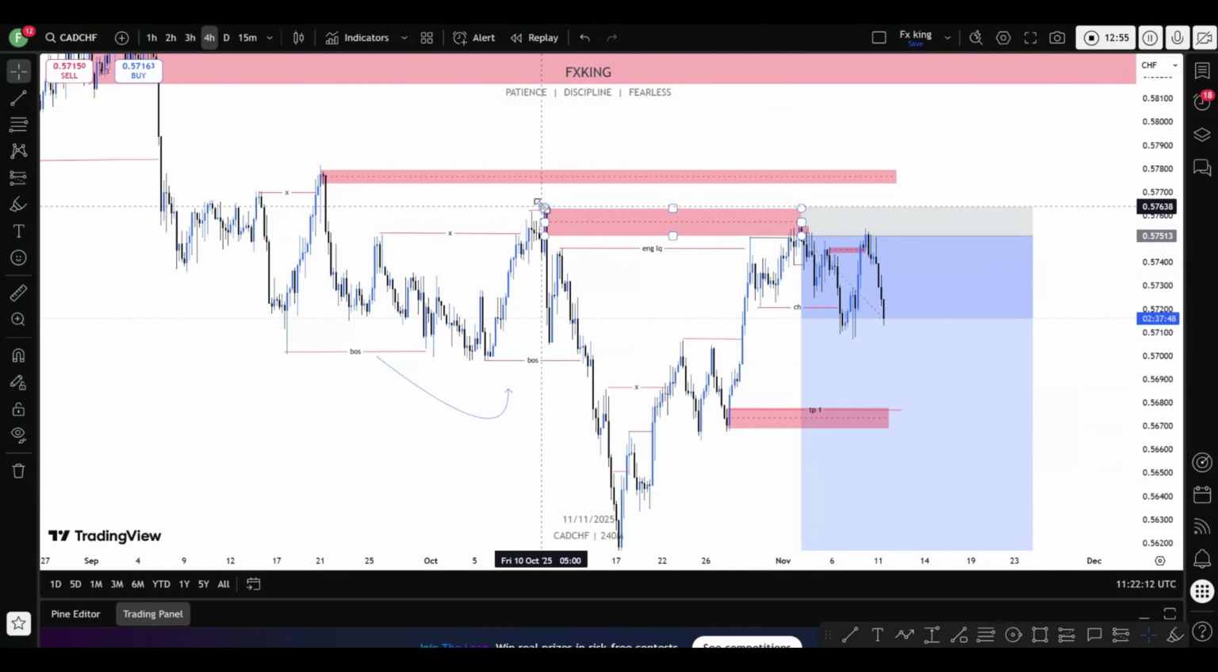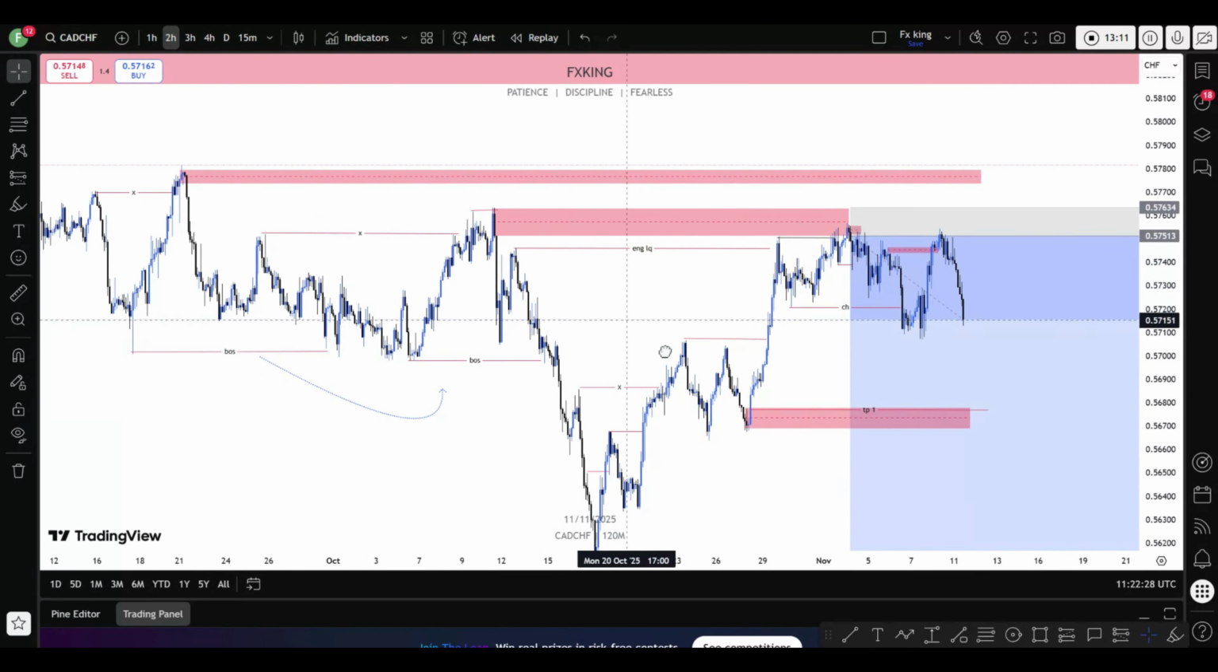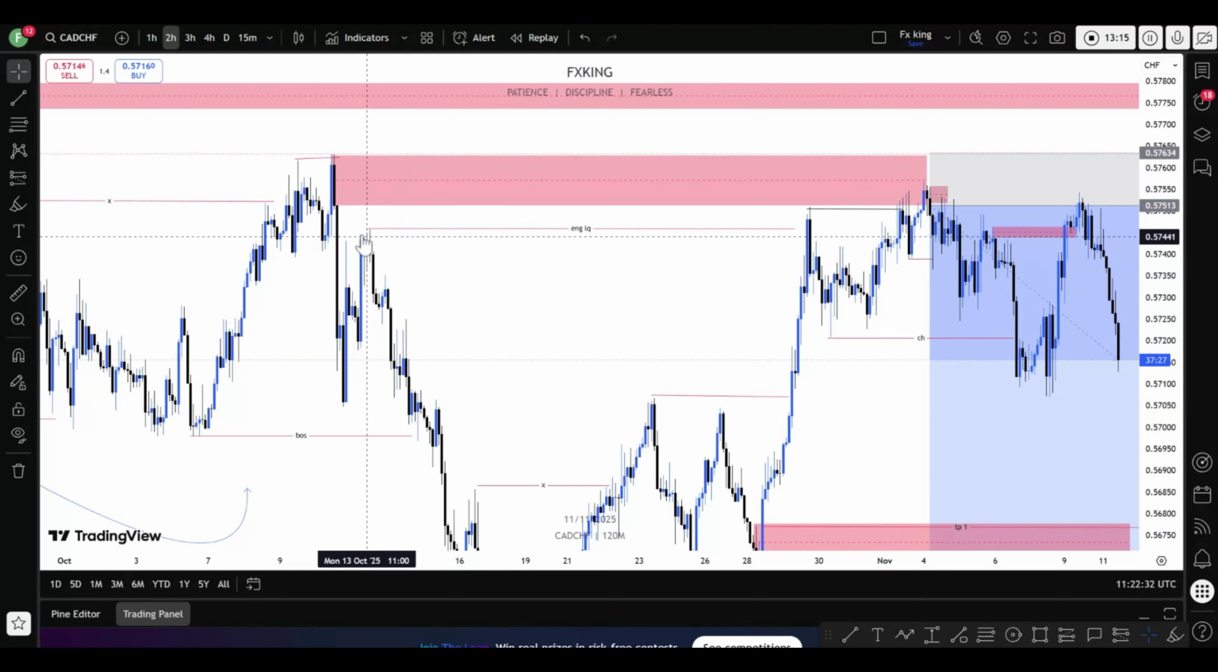So now, how did we come about this POI? As you can see from this time frame, it looks mitigated. This POI here from this time frame, which is a 4 hours time frame, looks mitigated. So I went down to a smaller time frame, which was a 2 hours time frame, right? Now, when I went down to this smaller time frame, I saw that though this order flow was mitigated, this POI was not mitigated, right?